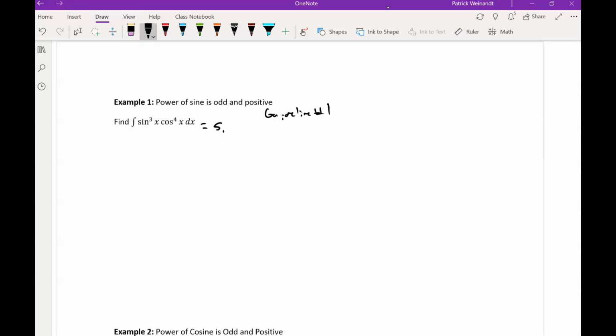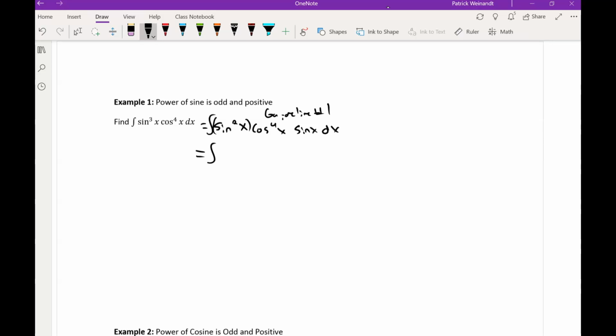This is the same as sine squared of x cosine to the fourth of x times sine of x dx. I've just factored out that sine of x here, okay? And then I'm doing the integral of this. And that's going to equal, okay, now we want to get this in terms of cosine. The single sine we leave alone because that's going to be our du essentially.